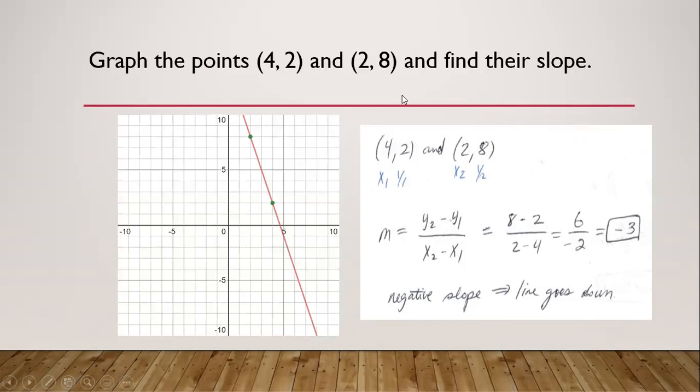Last but not least, we have an example. Graph the points (4, 2) and (2, 8). So that's what I did there. I graphed the points (4, 2) and (2, 8). I went 1, 2, 3, 4 over, 2 up. Then the next point, over 2, up 8. Find the slope. You plug in the formula, you get the answer.